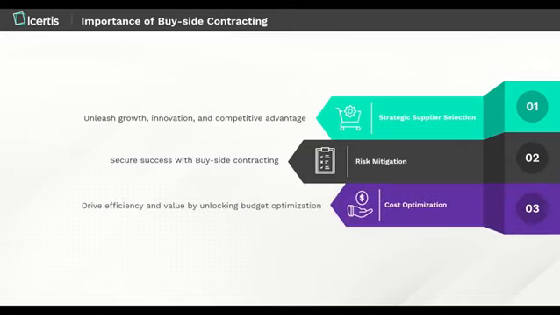Cost optimization in buy-side contracting is all about maximizing the value of your procurement investments. By conducting meticulous vendor evaluations, skillfully negotiating pricing, and ensuring that you're getting the best possible value for your money, you can optimize your budgets and secure favorable pricing and terms. It's like finding that perfect balance between quality, cost, and value.